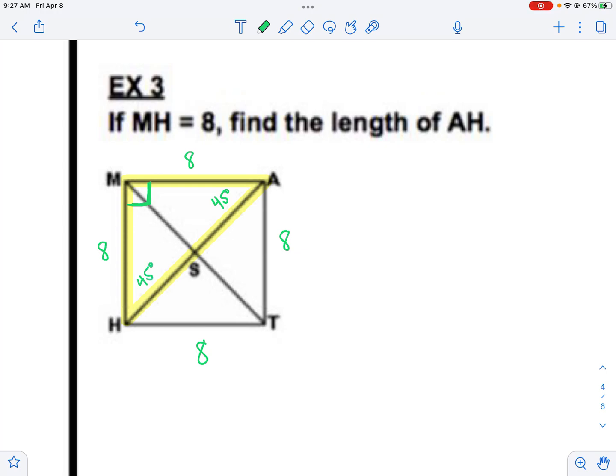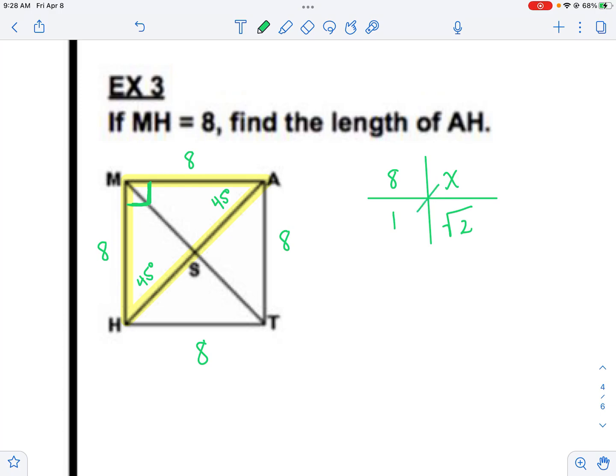So instead of the Pythagorean theorem, I could use my chart. If I use my chart for a 45, 45, 90, remember it has 1 and root 2 at the bottom. Looking at this triangle right here, ask yourself, what are the legs? What piece would go with the 1? That's 8. And I'm trying to find AH, which is the diagonal, so there's my x.